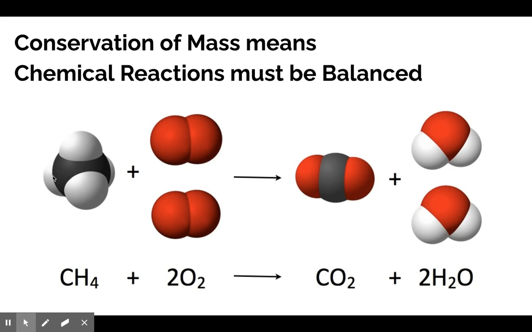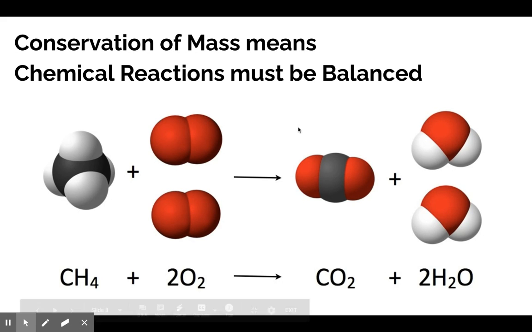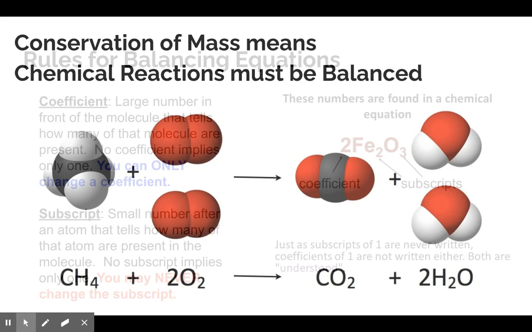So if we have a carbon atom before the chemical reaction, then we have to have a carbon atom after the chemical reaction. If we have 4 hydrogen atoms before the chemical reaction, then we have to have 4 hydrogen atoms at the end. And the same is true for our 4 oxygen atoms and our 4 oxygen atoms. So this is an example of a balanced equation. That's what we're going to be learning how to do today. We're going to be learning how to balance equations.